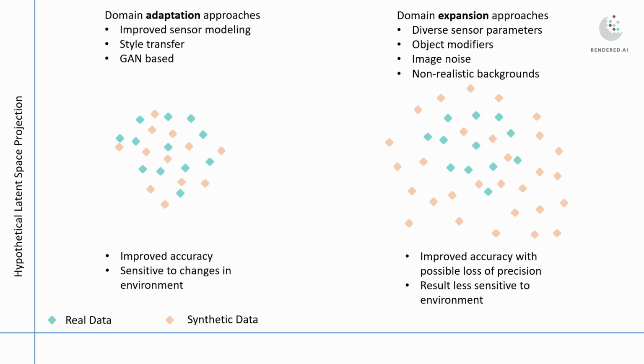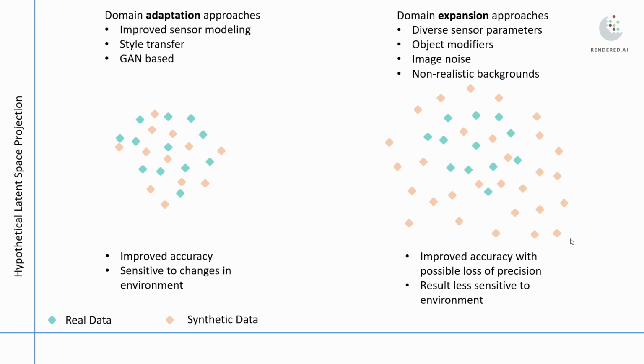One obvious one is we could try to just improve the fidelity of our simulation, improve the sensor modeling. We can use new techniques in image transfer, like style transfer or GAN-based techniques, to try to learn that underlying structure and then use the simulation as the ground truth and map it into the appropriate domain. And that can work. Has some limitations. In general, you can result in improved accuracy, but you're also still going to be limited to the environment right around the real data set that you might already have.